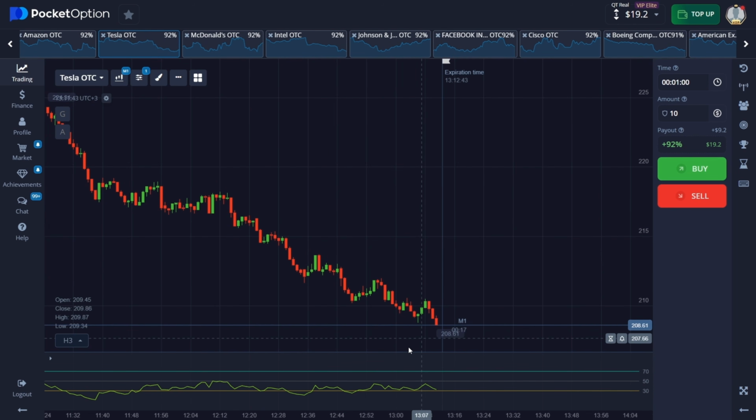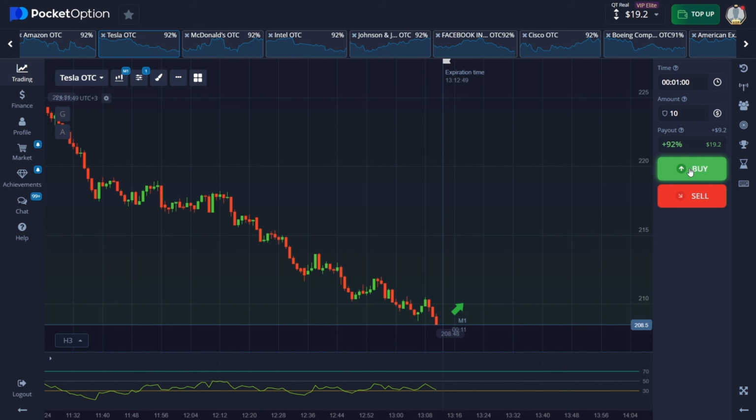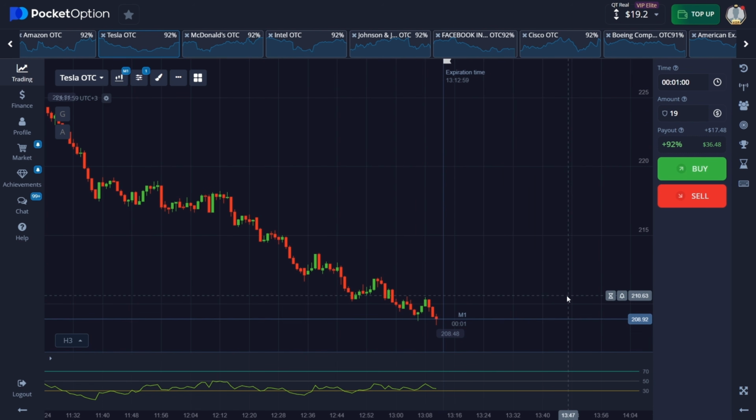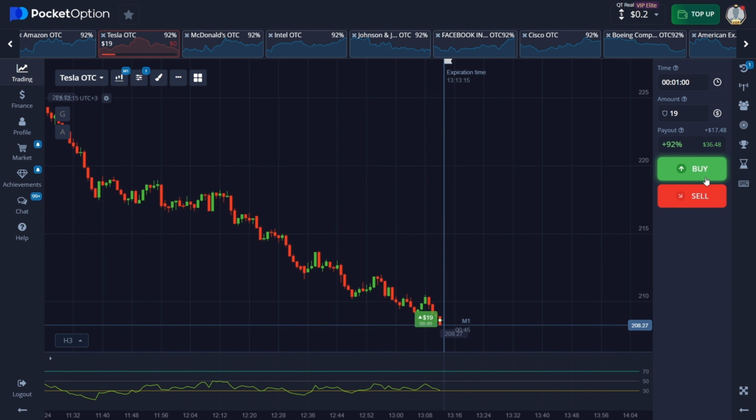Here we have a trade on Tesla OTC. And I placed a trade for $19 on Tesla OTC for an upside move, because here you can also see a small divergence. You can see on the backside of the RSI that the candle has already hit the level of 30, then comes back and hits the level of 30 again, closing near the level of 30. That's why I took this trade for the upside move.